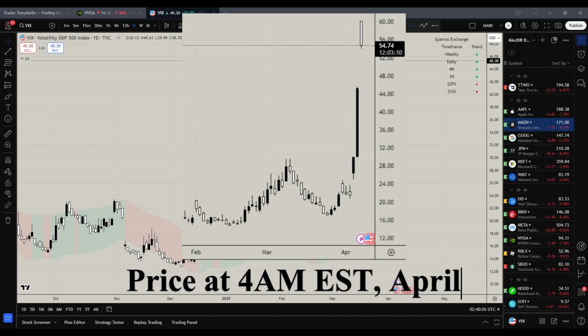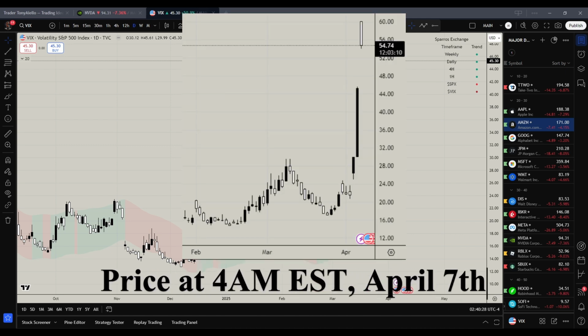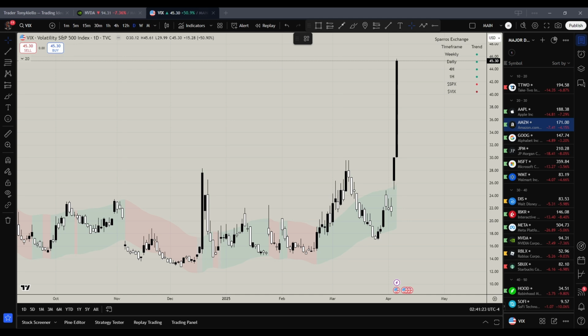Where's the VIX today? Right now, the VIX is at one of the highest points in history. This is driven by the tariff uncertainty. We can expect large moves. It's a great time for option sellers, but it's also a time to be cautious.